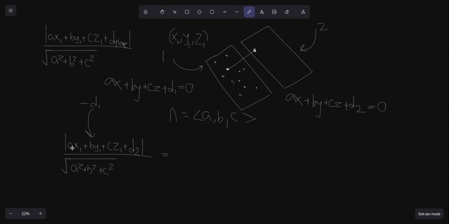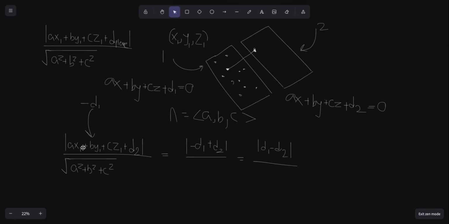So instead of ax and so on, I'm just going to get the absolute value of minus d1 plus d2 all over the square root of a squared plus b squared plus c squared. You can multiply this by -1 essentially, and you get d1 minus d2 because of absolute value properties. This is still going to be equal, and we're going to have a squared plus b squared plus c squared on the denominator.